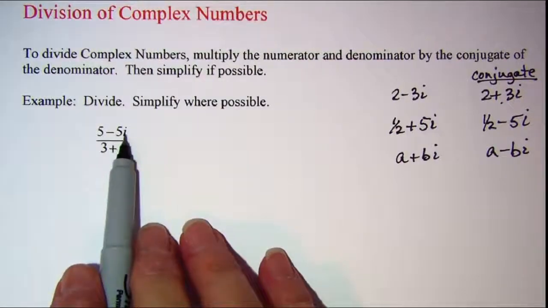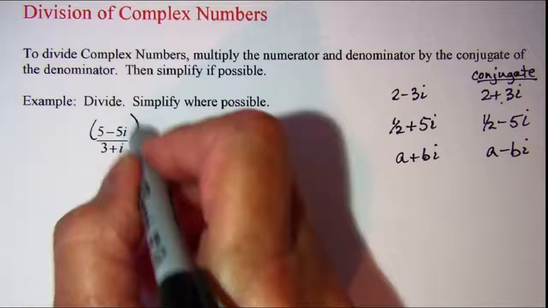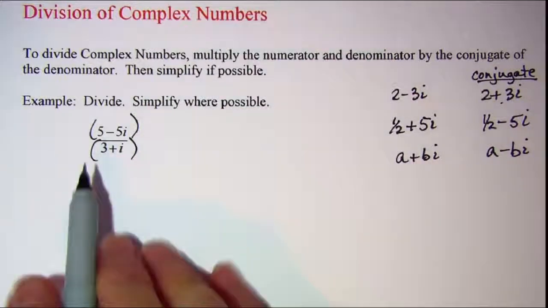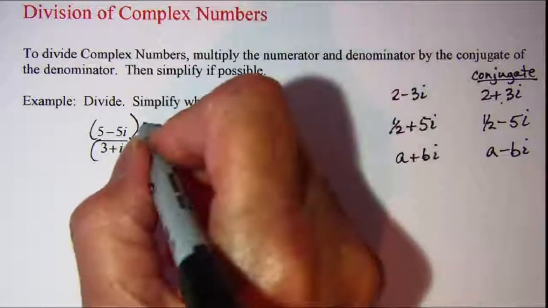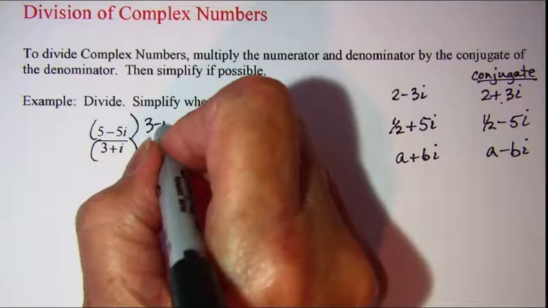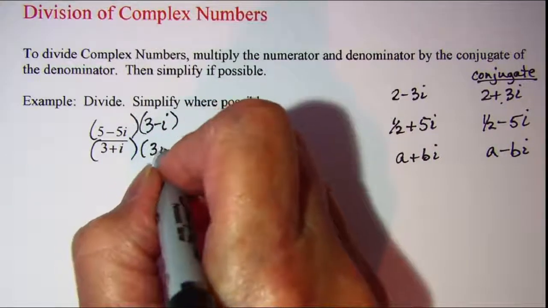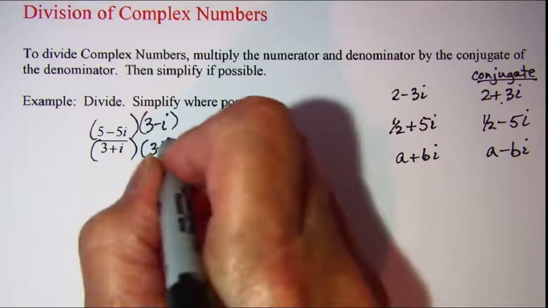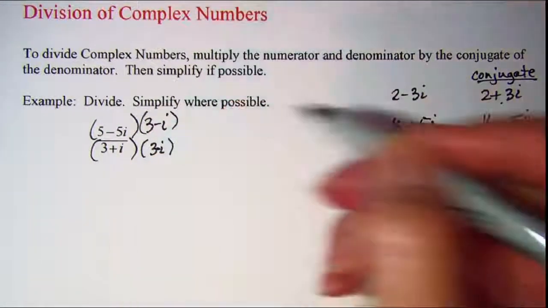So we need to multiply top and bottom here of this fraction by the conjugate of the denominator. My denominator is 3 plus i, so I need to multiply top and bottom by 3 minus i. Be sure and put that in parentheses because you'll have to use FOIL.